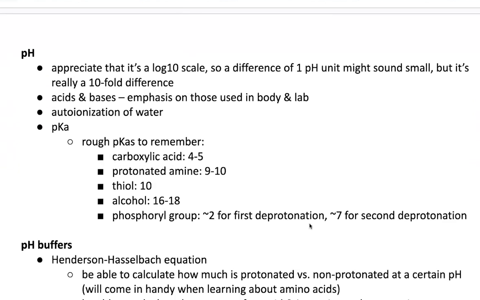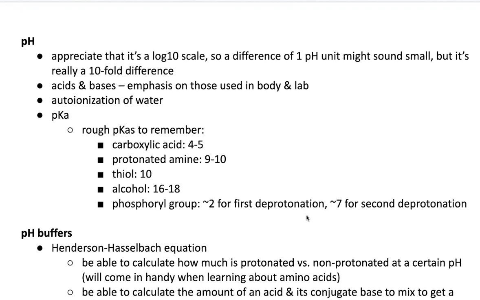Another thing about water is pH. Basically, appreciate that pH is a log 10 scale. So a difference of one pH unit might sound small, but that's really a 10-fold difference. And if we're talking about 2 pH units, now that's a 100-fold difference. So as you go small amounts away from the original pH, you're changing things a lot.